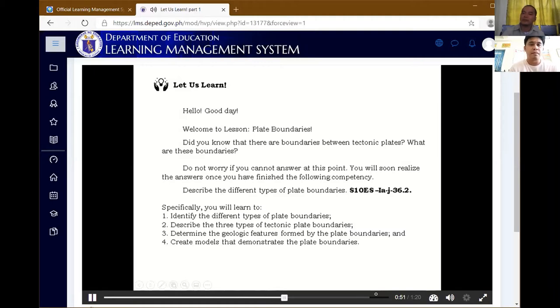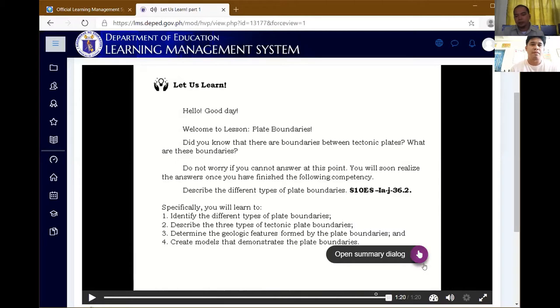Number one, identify the different types of play functions. Two, describe the key types of melodic play functions. Three, determine the melodic features for the play functions. And four, the main products that demonstrate the play functions.